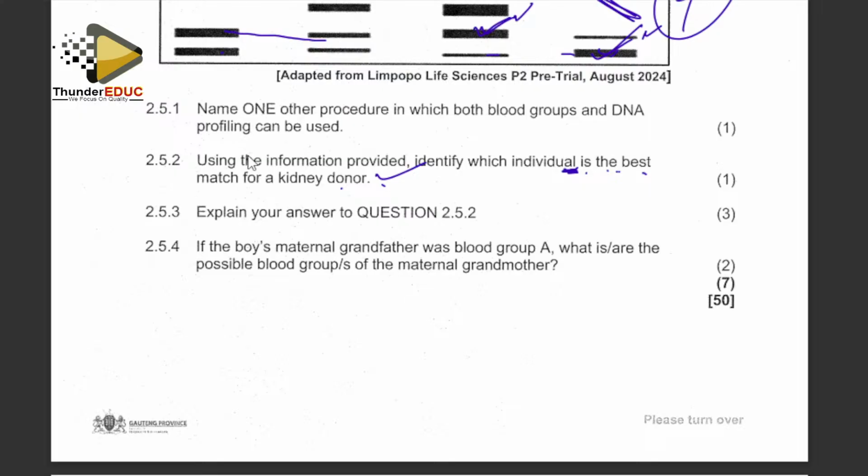If the boy's maternal grandmother was blood group A, what is the possibility of the blood group for the maternal grandfather? Oh, so you want the father.